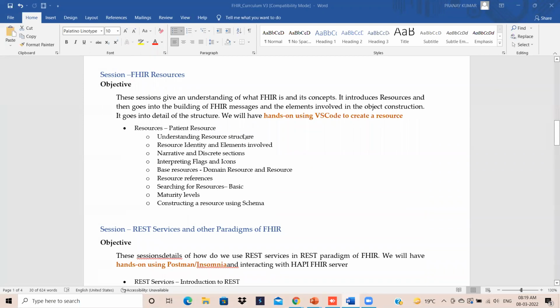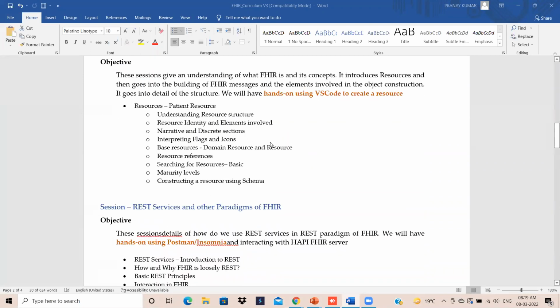Then in the upcoming sessions, we are going to see what is a resource. We'll have a basic introduction about the resource today, but in upcoming sessions, we'll see what is a patient resource. We'll pick one of the resources and take a deeper look at it to understand its structure, and the various things that we have as part of its structure. We'll have a lot of icons, we'll have a lot of data types. We'll take a look at all of them.